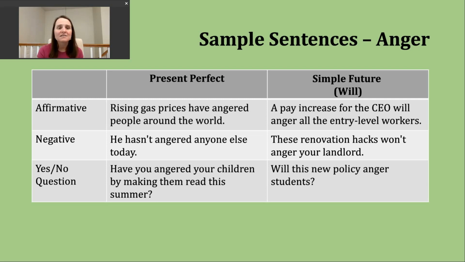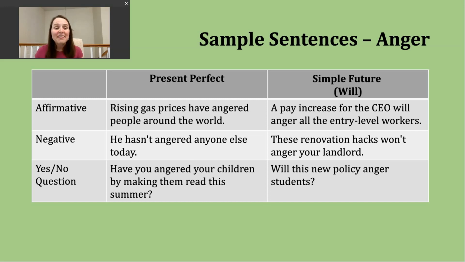Here's an example sentence. Rising gas prices have angered people around the world. Right? So it's caused them to feel mad, to feel kind of hostile about having to spend more money to fill their tanks. If I want to make a negative present perfect sentence, my structure will be to use my subject, and then have or has, whichever form matches that subject, then not, and then the participle form of the verb. Here's another example. He hasn't angered anyone else today.